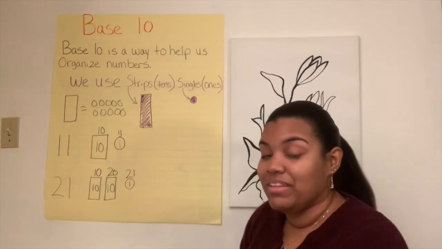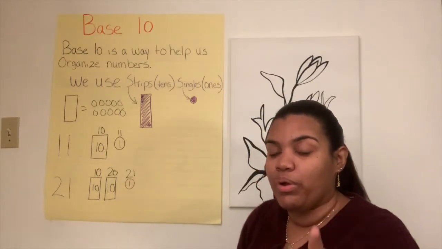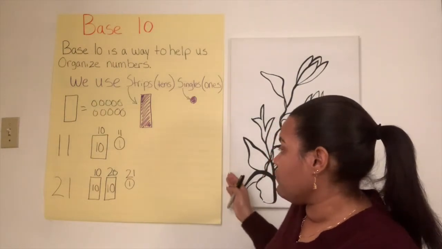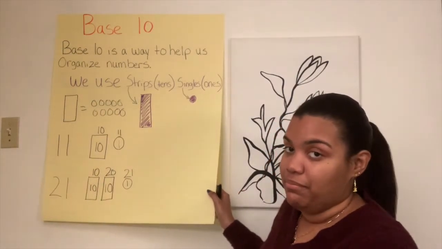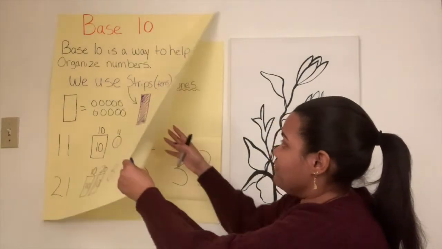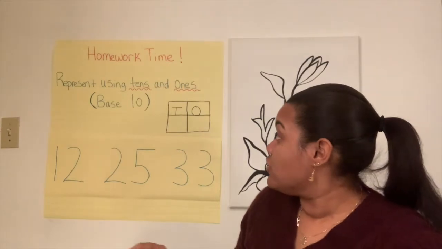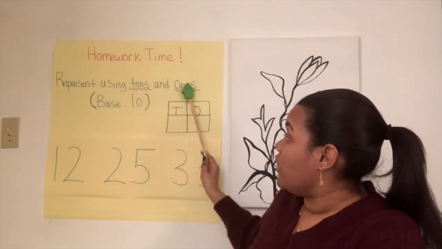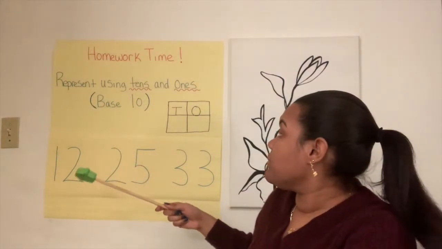Now, guys, it's time for you to practice and do your homework at home. Now, when we're practicing, we're going to be using these numbers to work with, okay? Okay, so this is your homework, okay? So you're going to represent using tens and ones. So that's the base 10 system, okay?